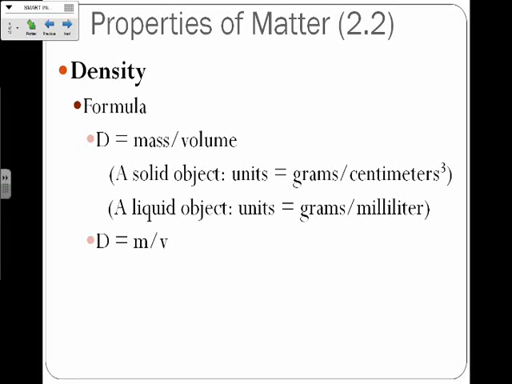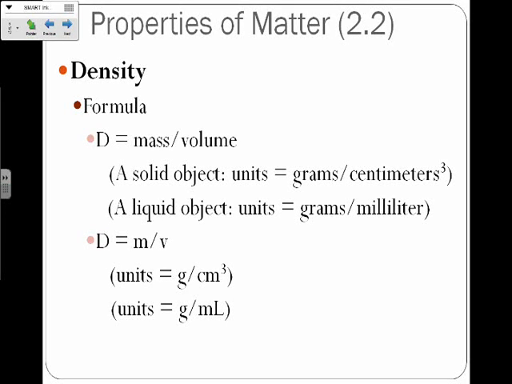It may even be a good idea to make note cards of these units, because we're going to be adding these consistently throughout the semester, and I don't want you to get bogged down in knowing what unit is what. So the units are going to be g over cm cubed or g over mL, and those are the abbreviations for grams and centimeters cubed and milliliters.